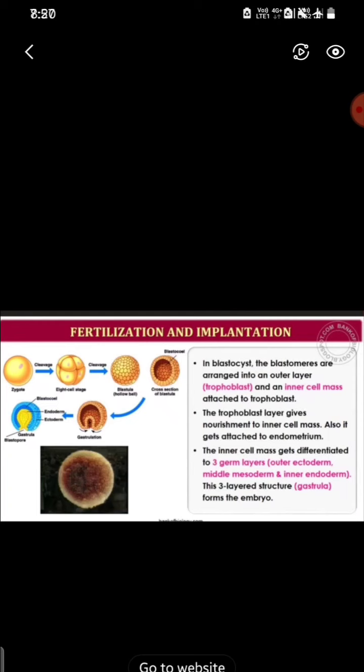So the blastocyst or blastomeres will start arranging into an outer layer, which we call the trophoblast, and the inner mass is arranged attached to the trophoblast.